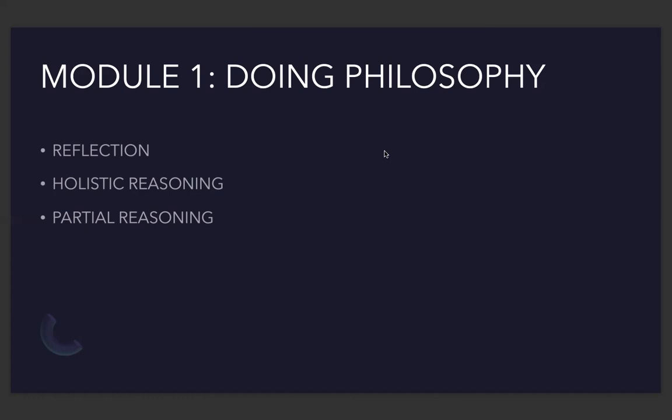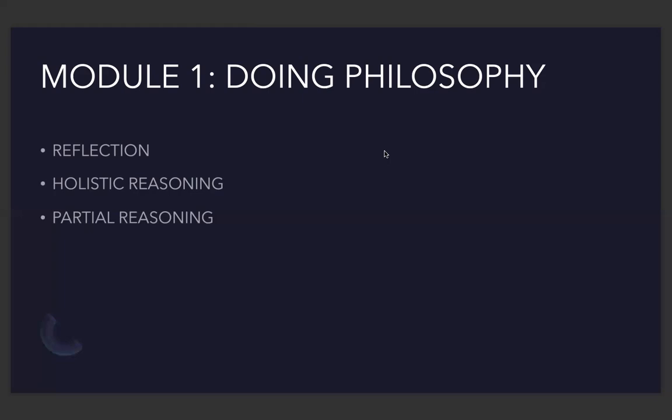And under reflection, we have two ways of looking into things. We have holistic reasoning, which talks about a broader way of looking into things by understanding its full context, every possible aspect of it, every possible scenario that may have caused that event. And next to holistic is partial reasoning, the most common one.